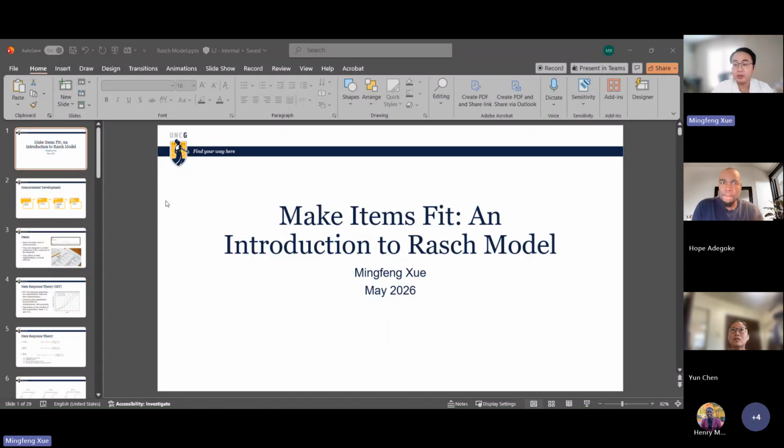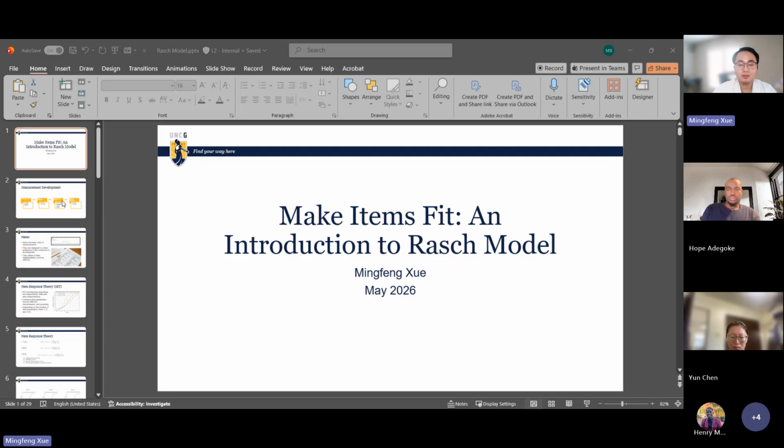Okay, today I'm going to introduce the Rasch model to you. It's actually a simple model, but it is also different from other psychometric models we have learned. When I thought about the title for today, there were many options, but I decided to use this one, Make Item Fit. This actually represents an important philosophical difference of the Rasch model from the other models.